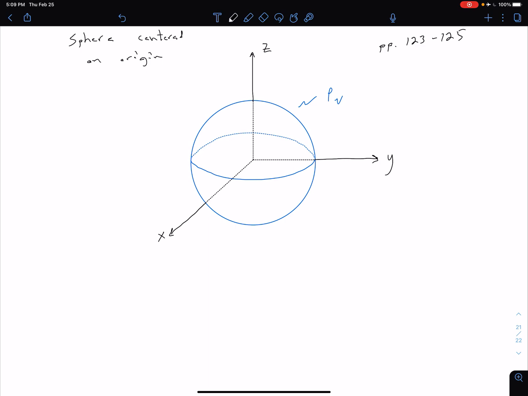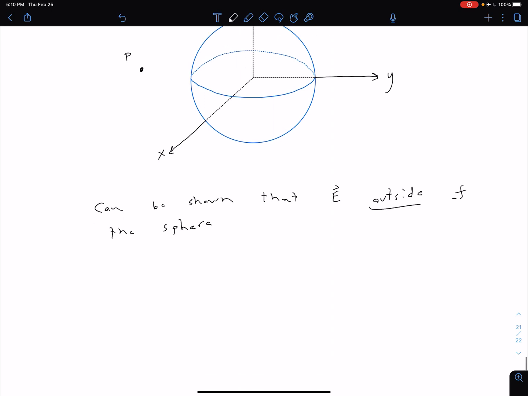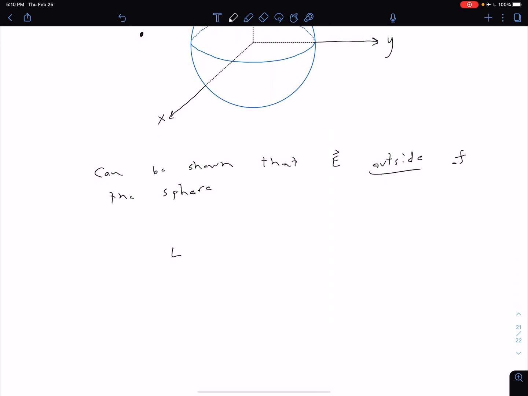Ultimately, we want the electric field at some observation point P, which is outside of the sphere. We're just going to say it can be shown, and again, you can look at that derivation in the textbook if you want more details. A key point is that we're talking about outside of the sphere. We'll come back later with Gauss's law and see what's going on inside. Outside the sphere, our electric field is given by E is equal to Q, capital Q, divided by 4 pi epsilon naught r squared in the r direction.